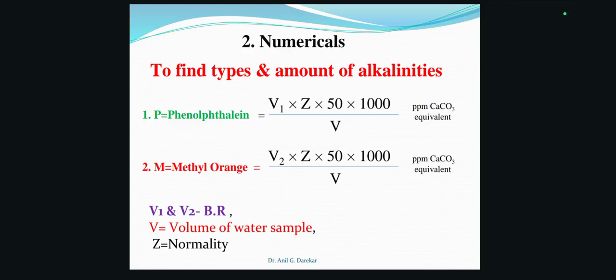If you see these two formulae, you will find only one difference. In phenolphthalein, V1 is there, and in methyl orange, V2 is there. V1 and V2 are the burette readings. V1 is the burette reading that we get at the phenolphthalein endpoint, and V2 is the burette reading that we get at the methyl orange endpoint. Z is the normality of acid, 50 is the equivalent weight of calcium carbonate, and 1000 is what we consider as 1 liter.